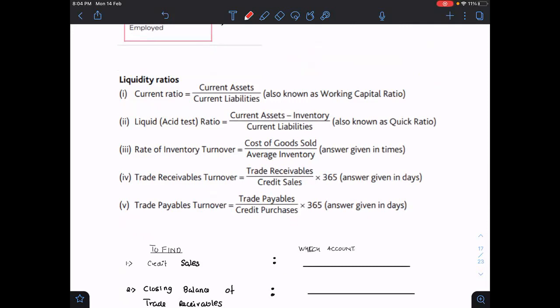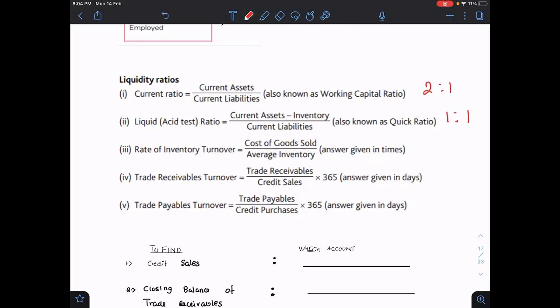आइडियल करंट रेशियो क्या है? 2:1. और आइडियल लिक्विड रेशियो? 1:1. Okay. Rate of inventory turnover, cost of sales upon average inventory, that gives you in times.